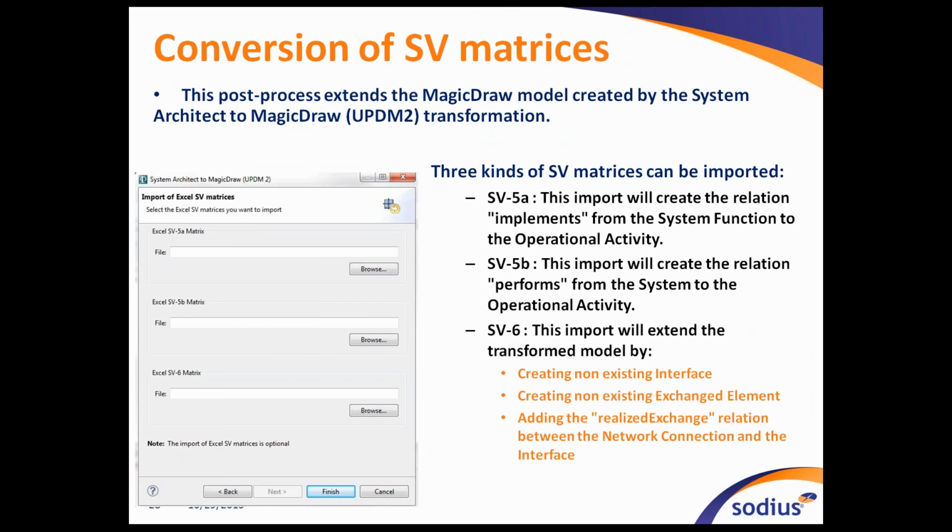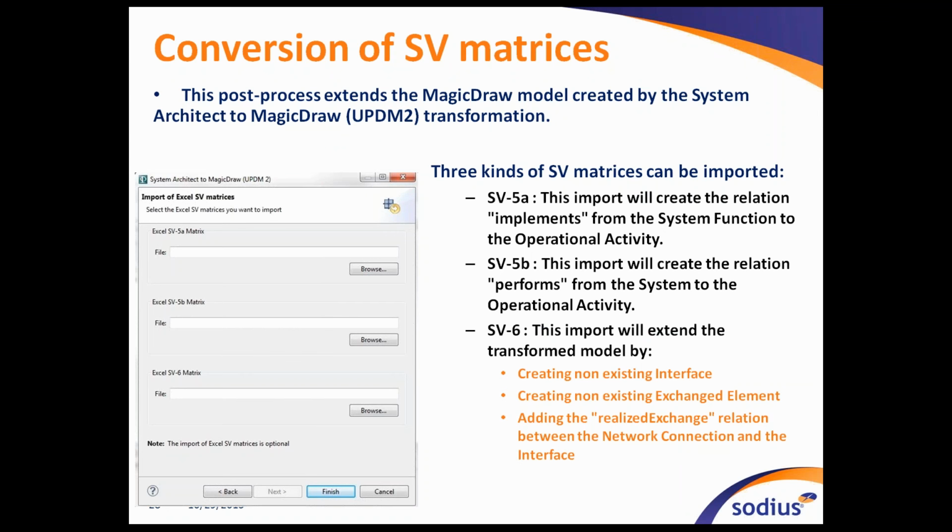And the last big feature we have added to the transformation is a post-process to the MagicDraw model created by the System Architect to MagicDraw transformation. So there are three kinds of SV matrices that we can import. The SV5A, so we will create an implements relation between the system function and the operational activity.